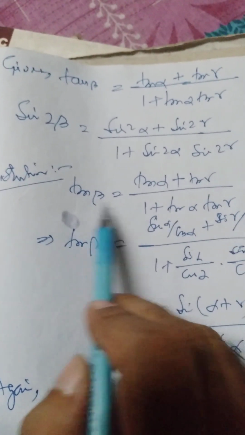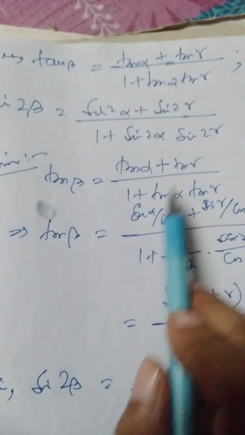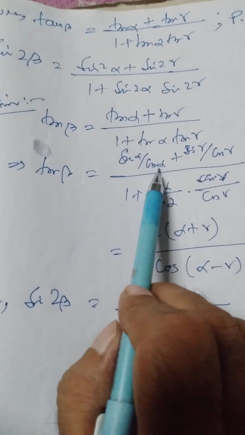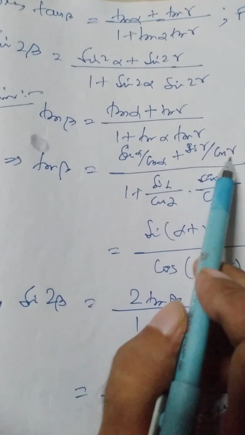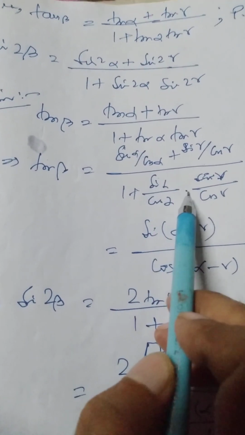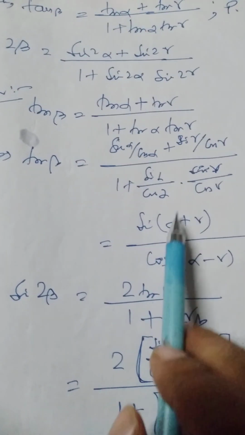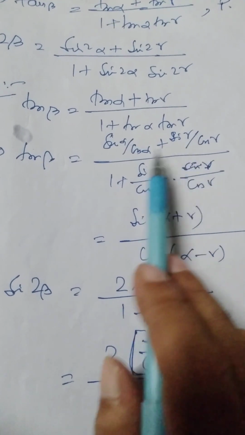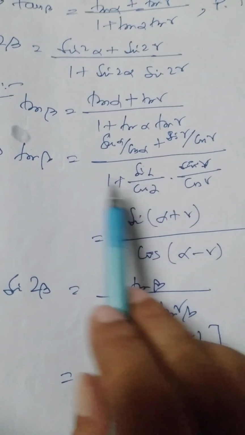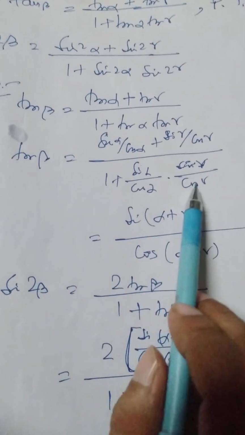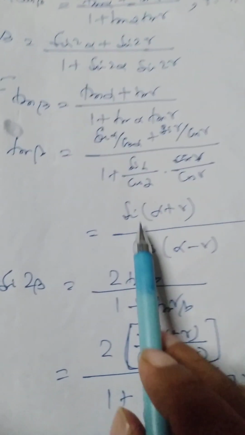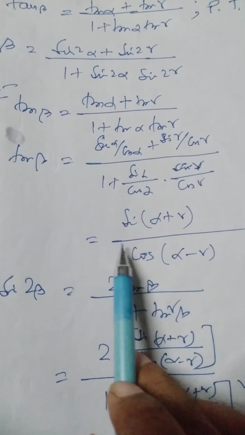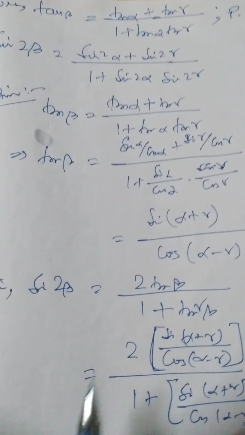So given tan β = (tan α + tan γ)/(1 + tan α tan γ), tan β equals (sin α/cos α + sin γ/cos γ) divided by (1 + sin α/cos α · sin γ/cos γ). Taking LCM in the numerator and denominator, it becomes (sin α cos γ + sin γ cos α) divided by (cos α cos γ + sin α sin γ), and the denominators are cancelled. So it will be sin(α+γ) at the numerator divided by cos(α−γ) at the denominator.